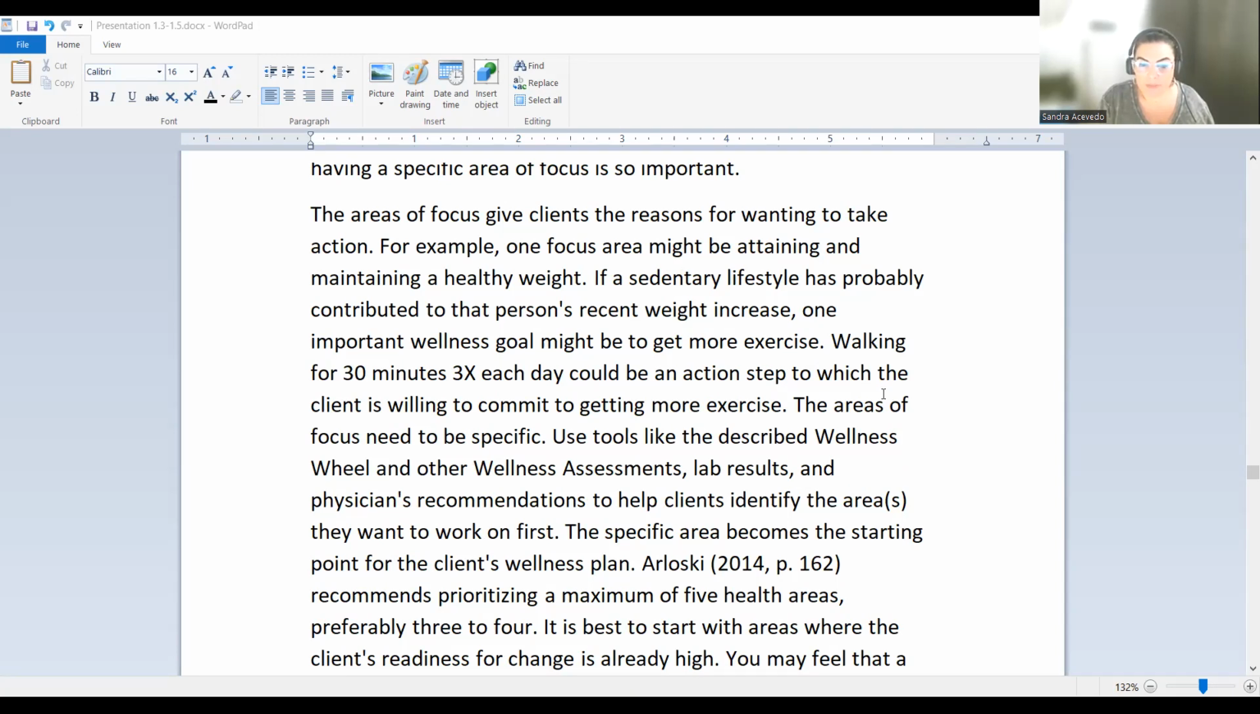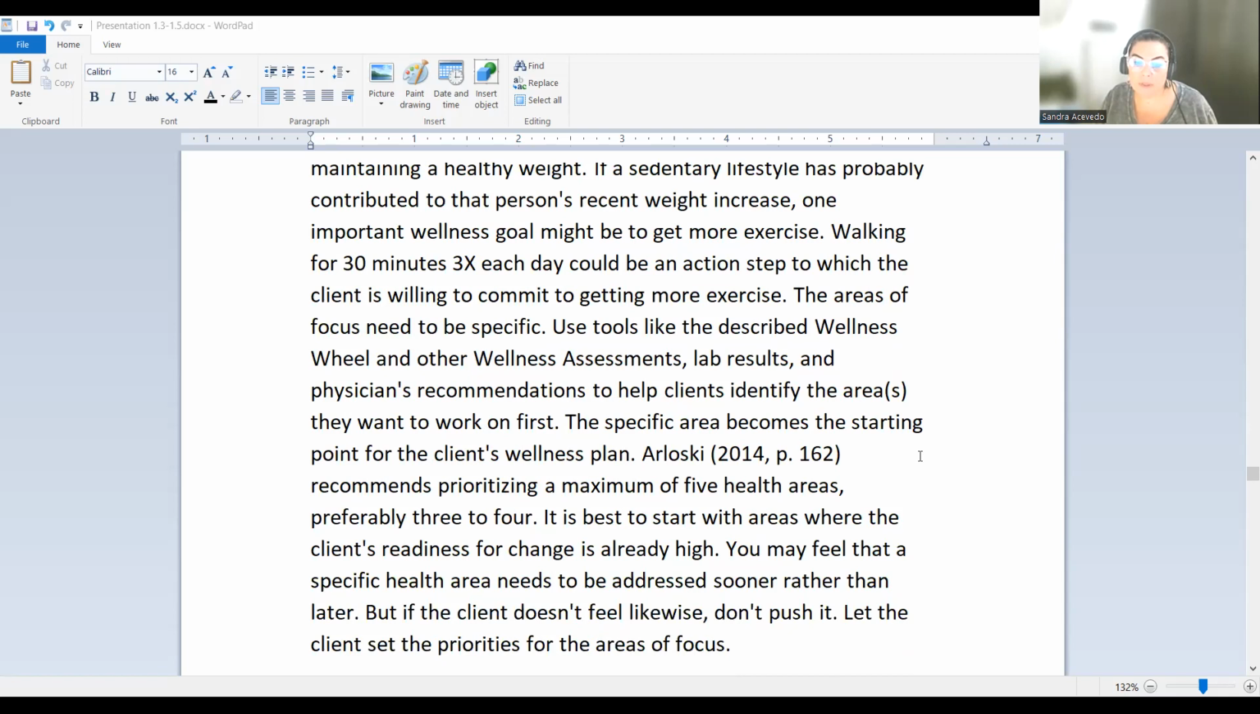The areas of focus need to be specific. Use tools like those described in the wellness wheel and other wellness assessments, lab results, and physicians' recommendations to help clients identify the areas they want to work on first. The specific area becomes the starting point for the client's wellness plan.